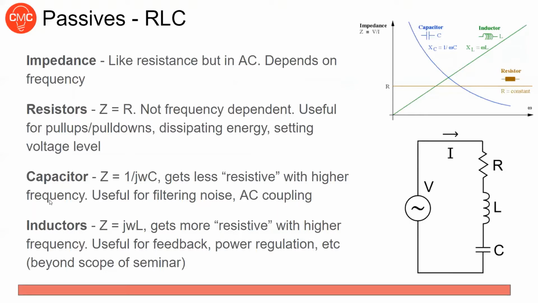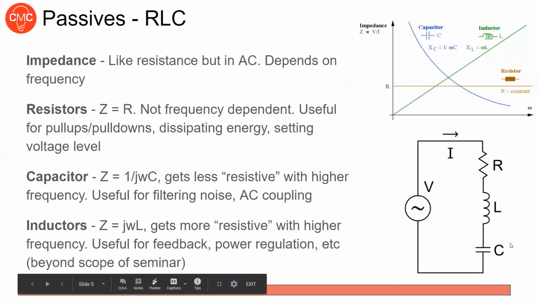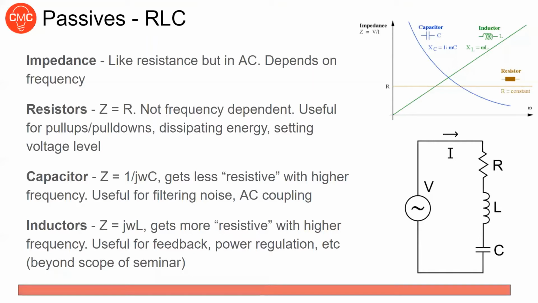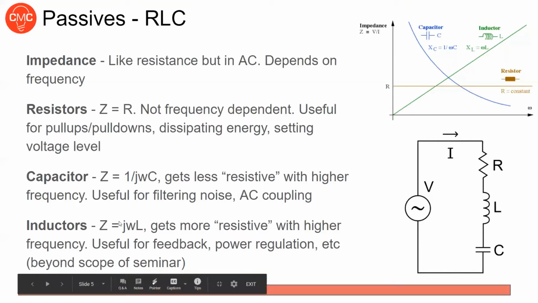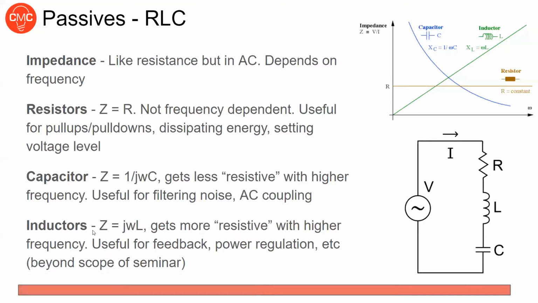Next, we have capacitors. They have a lower impedance with higher frequency, relative to this equation here: the impedance is going to be 1 over the frequency times the capacitance. These are super useful for filtering, coupling, that kind of thing. Last, we have inductors, which have a lower impedance for a lower frequency and a higher impedance for a higher frequency, proportional to the frequency by this equation here. These are useful for feedback and power regulation, but we're not going to get into those a ton because we don't really use them in the more basic circuits we'll be talking about in this intro.